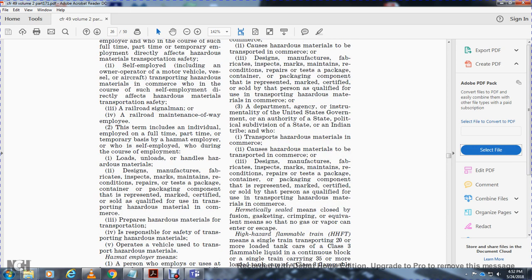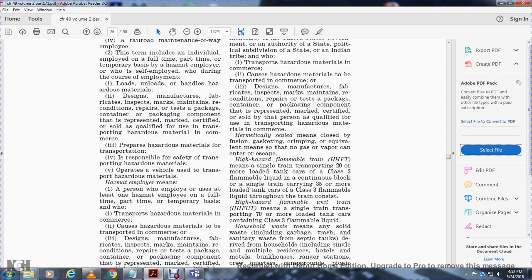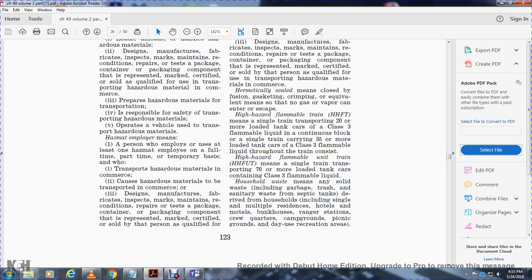Hermetically sealed means closed by fusion, gasket, crimping, or an equivalent method, so that no gas or vapor can enter or escape. High hazard flammable train, HHFT, means a single train transporting 20 or more loaded tank cars of Class 3 flammable liquid in a continuous block, or a single train carrying 35 or more loaded tank cars of Class 3 flammable liquid throughout the train consist. High hazard flammable unit train means a single train transporting 70 or more loaded tank cars containing Class 3 flammable liquids.